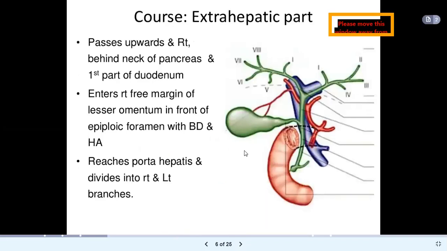Then the course, you can see here, it is passing upwards and to the right. This is upwards and towards the right side, behind the neck of the pancreas and the first part of the duodenum. It enters the right free margin of the lesser omentum in front of the epiploic foramen with the bile duct and hepatic artery, reaches the porta hepatis and divides into right and left branches, the right branch of the portal vein and the left branch of the portal vein.